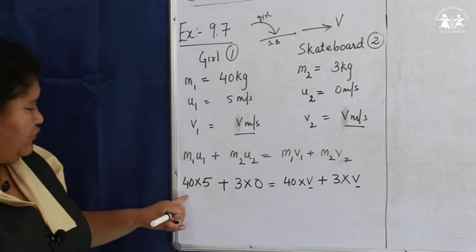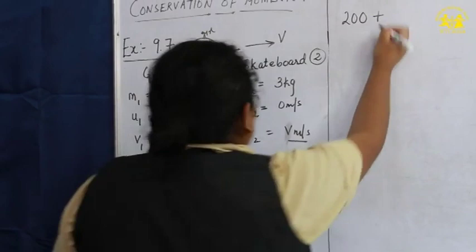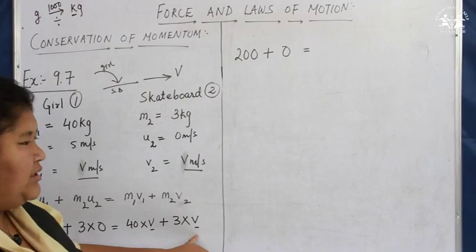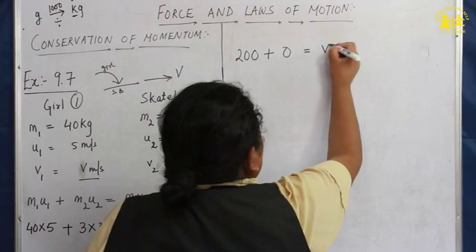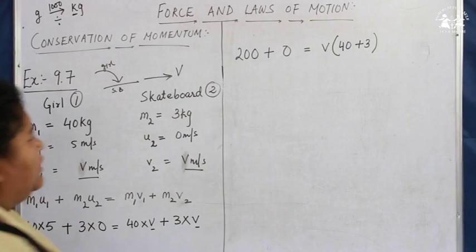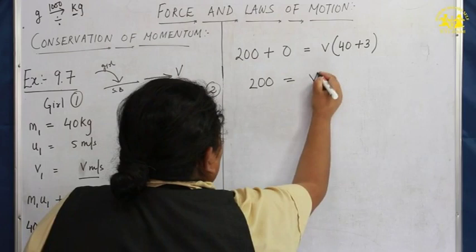40 times 5 is 200, plus 3 times 0 is 0, is equal to 40 times v plus 3 times v. Now take v common: v times 40 plus 3. So 200 plus 0 is 200, which is equal to v times 43.